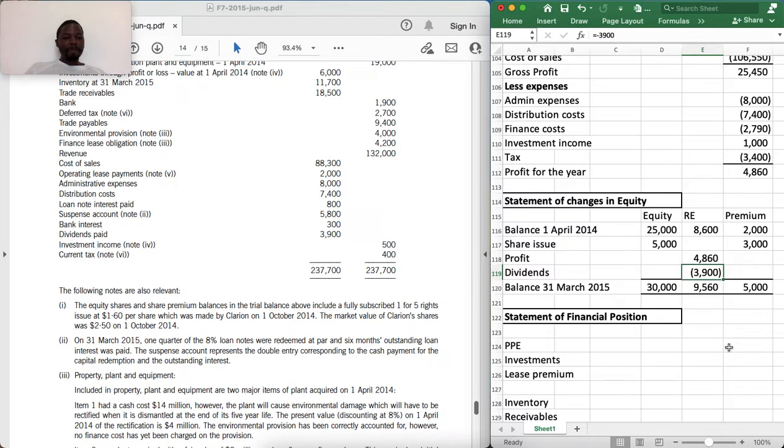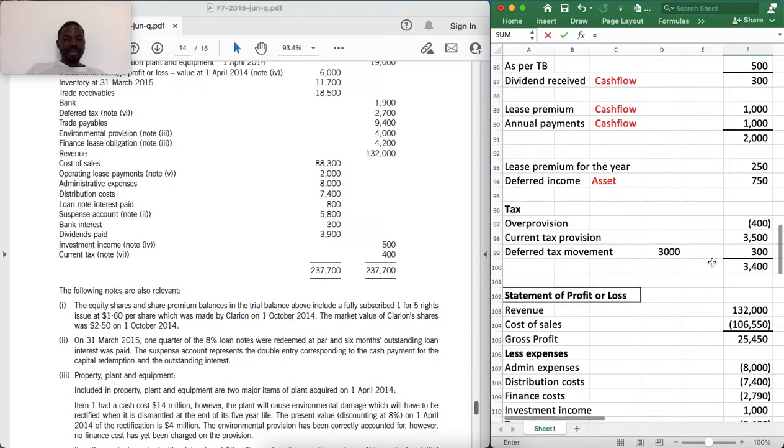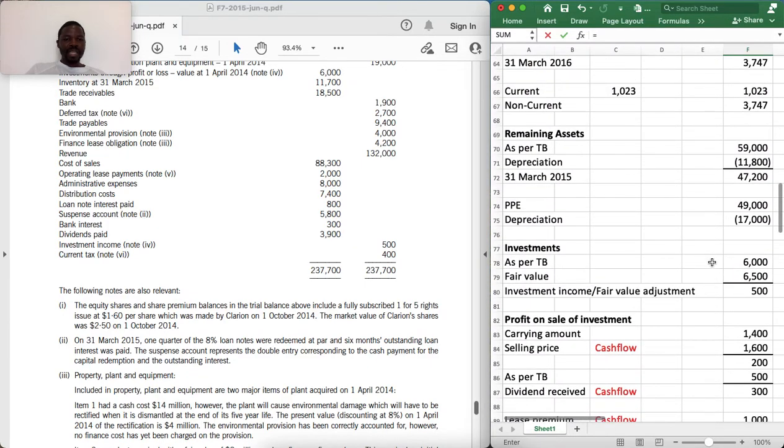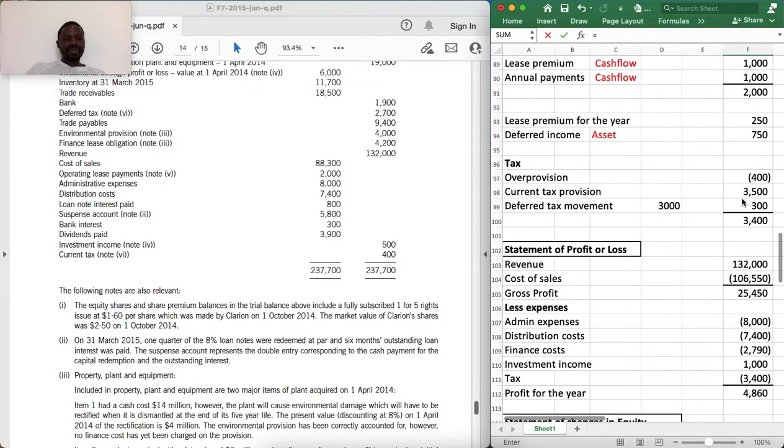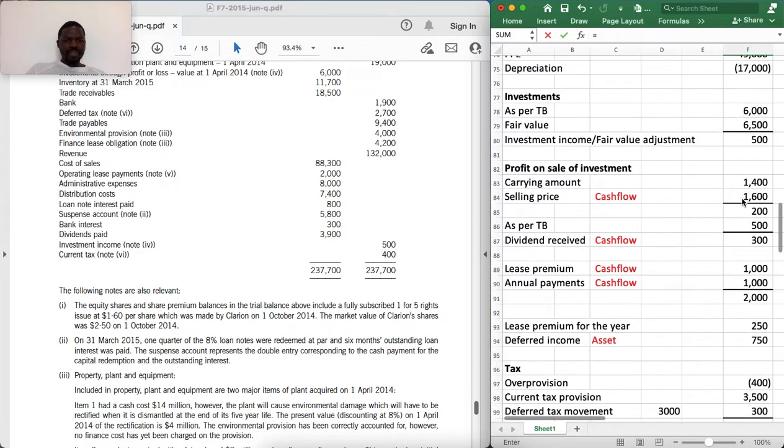Then now, our PPE, we have calculated our PPE on top here. Let's go. We calculated our PPE here as 49. Then our investments, let's go to our investments. Our investments now have got a fair value of 6.5.